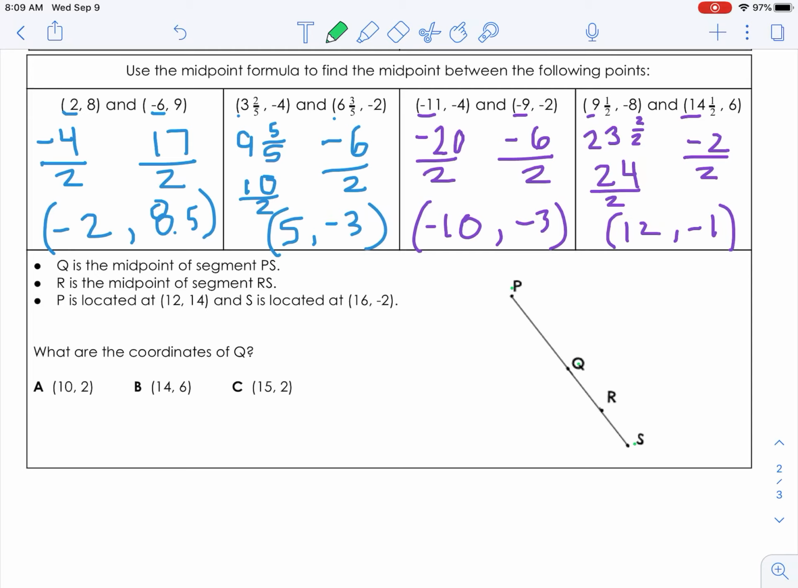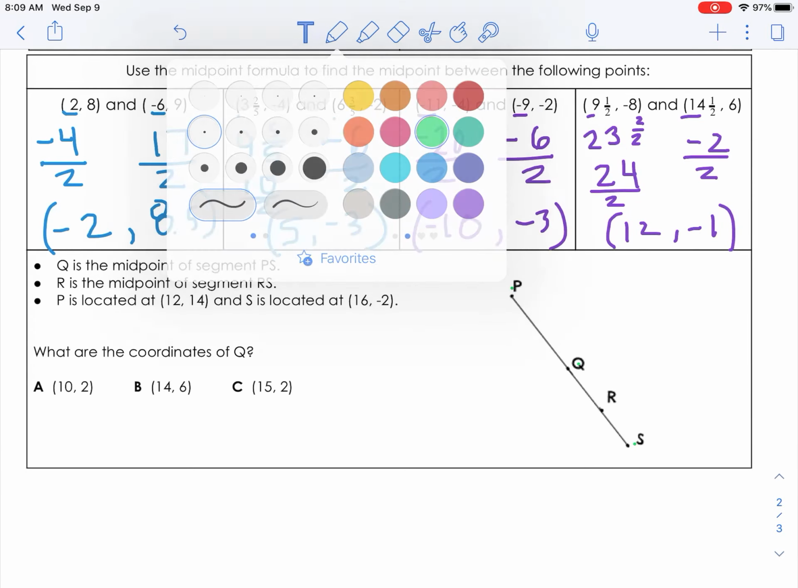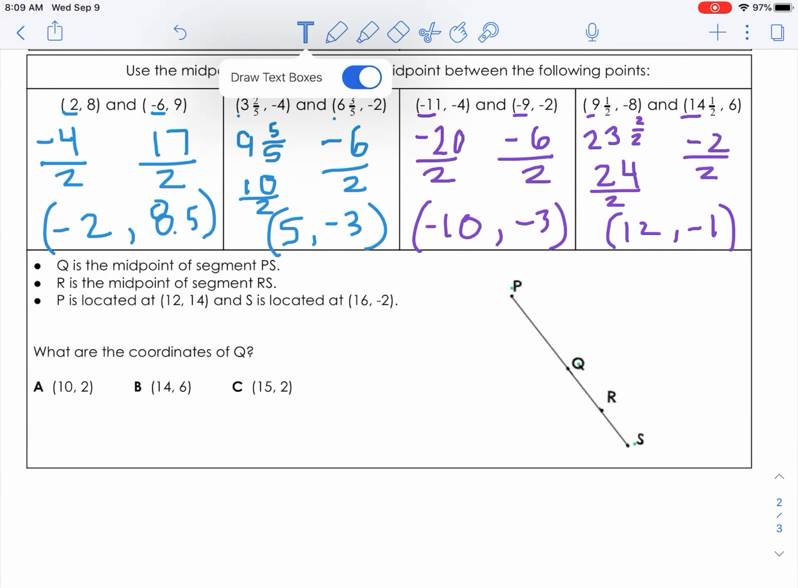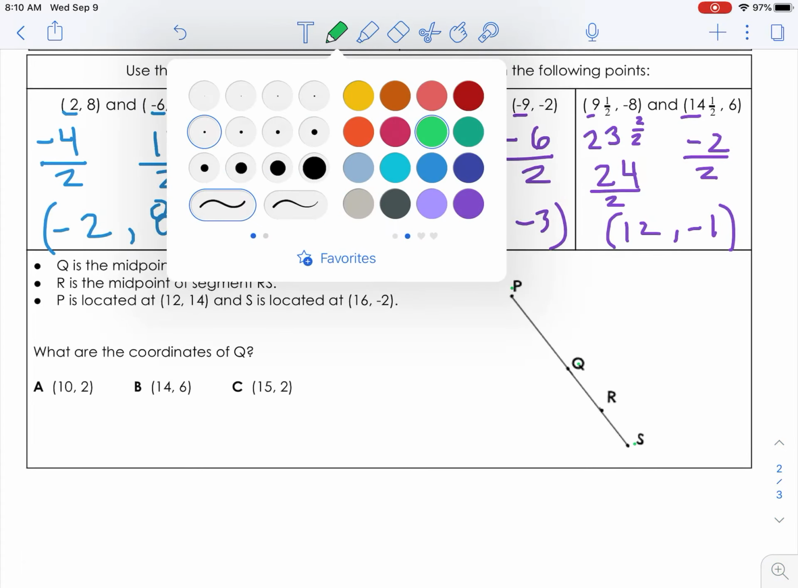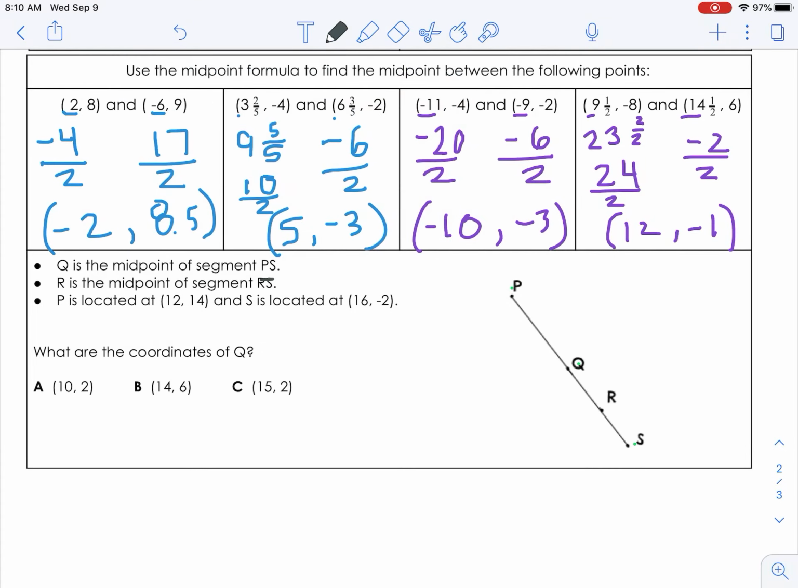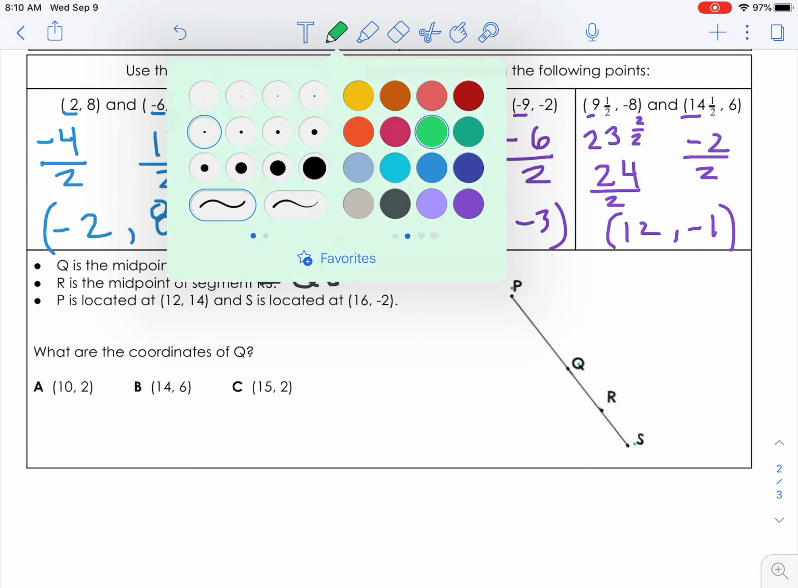Then we have R as the midpoint of, oh, that should say QS. Well, let me fix that. Okay, well, I can't fix it that way. So let's just know that this is QS. Sorry about that, typo. So R is the midpoint of QS. That makes a lot more sense now.